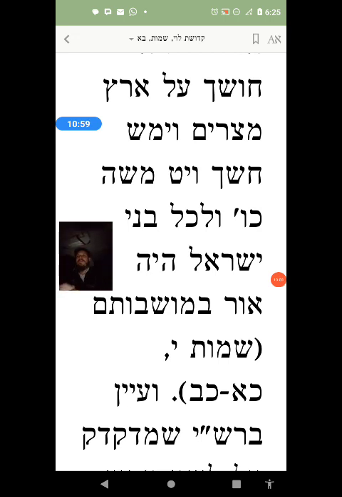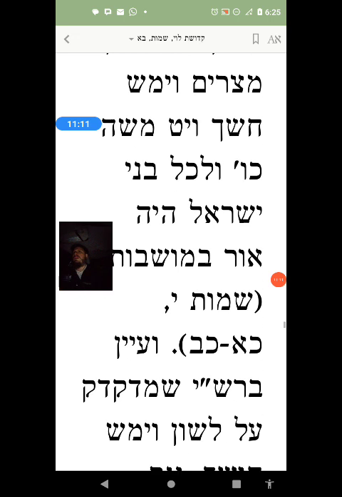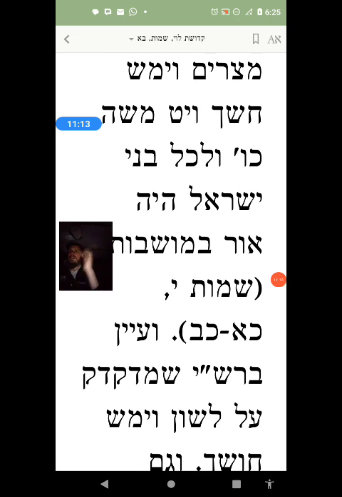So anyway, this word, V'yamish Choshech, the Kedushas Levi is going to explain a different pshat, what it means, V'yamish Choshech. But generally it's translated that it was a darkness that could be felt. That's how JPS 1917 translates it.